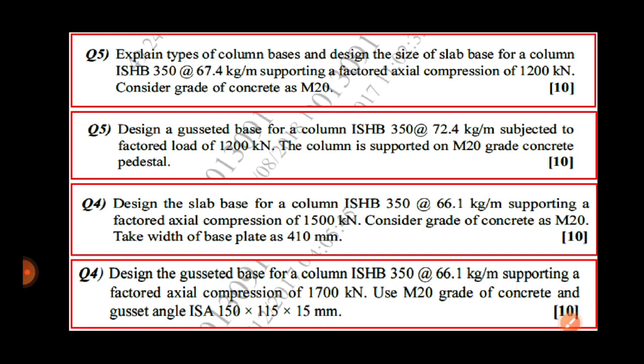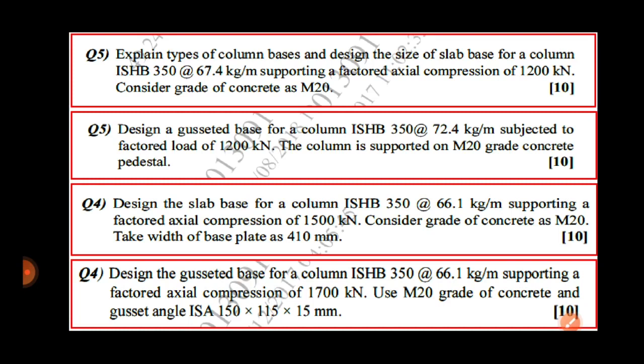Now in the numerical you may observe that the section ISHB is utilized, that is heavy beam section is utilized, because ISMB are utilized for the beam section and ISHB are utilized for the column section. And along with it they have mentioned the weight of the section. Now why have they mentioned the weight of the section?